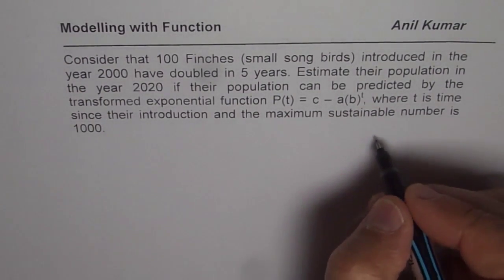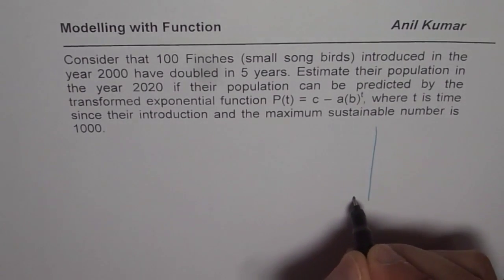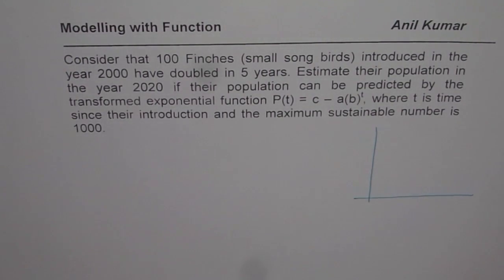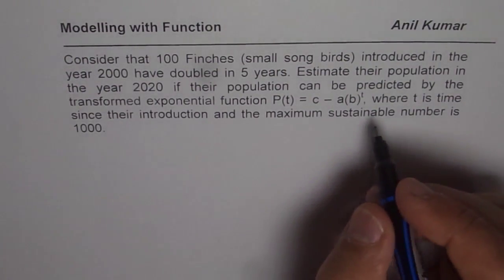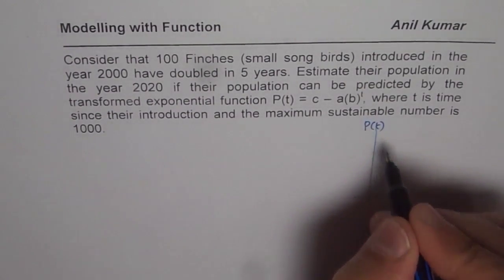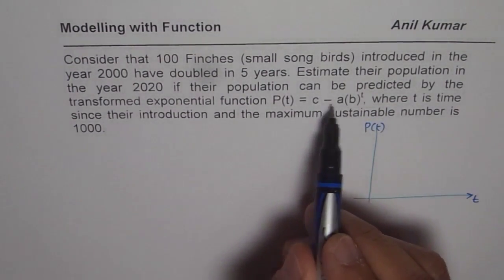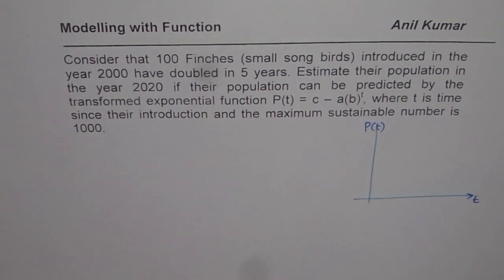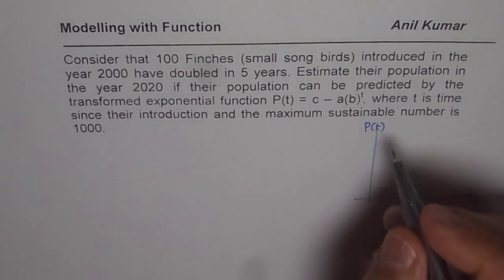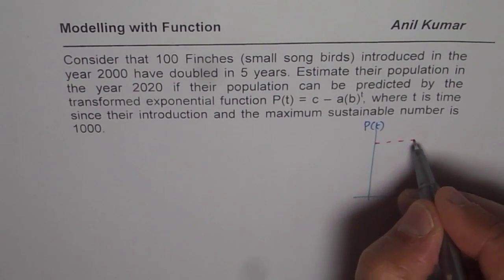Let's understand this particular model itself. It says population can be predicted. So we'll say predicted population with respect to time t is a function where c is a constant. So let us say this constant is 1000. So that is the constant.